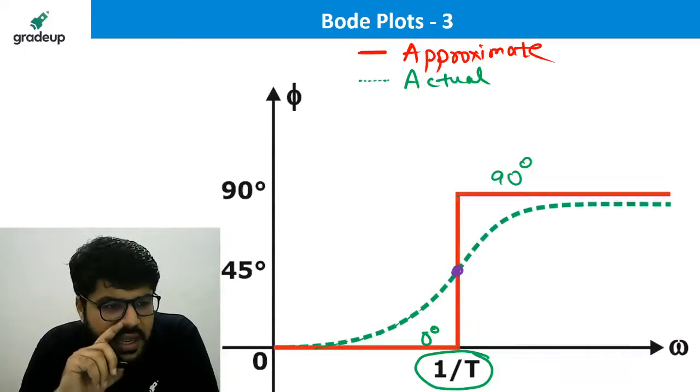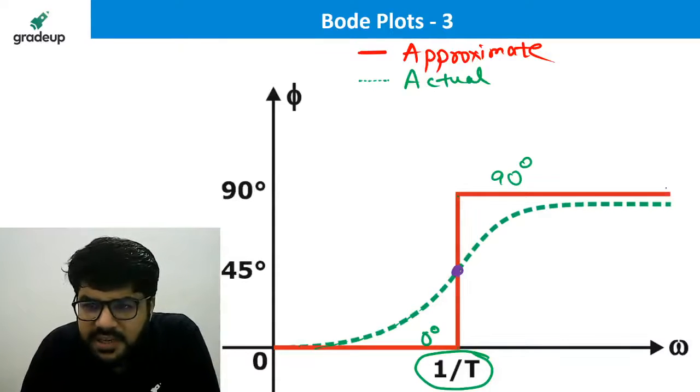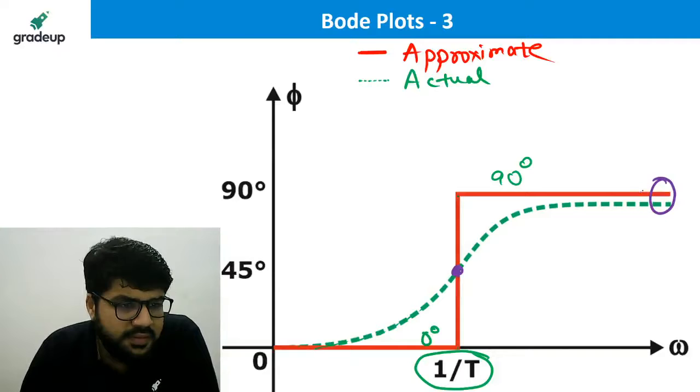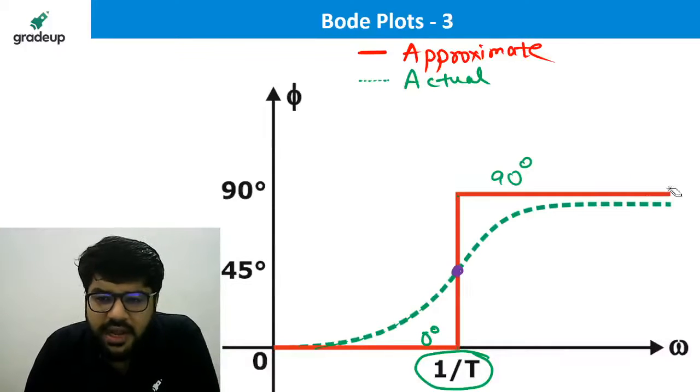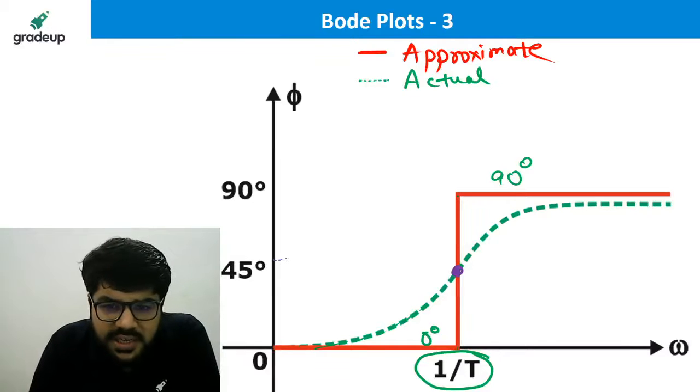Shubham says the error is minimum at 0 and 90. See, when you go towards low or high frequency, you are telling 0 and 90. Yes, but actually just say the value of the error at the corner frequency.